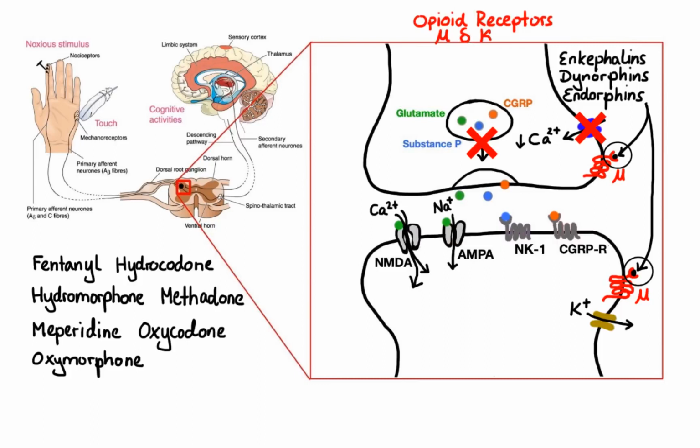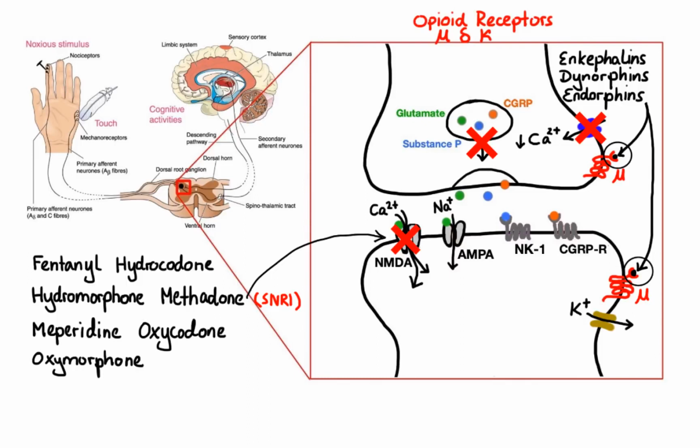As a side note here, it's important to note that methadone is not only a potent mu receptor agonist, but also a potent antagonist of the NMDA receptor, as well as a norepinephrine and serotonin reuptake inhibitor. These properties make methadone useful for treatment of both nociceptive and neuropathic pain.